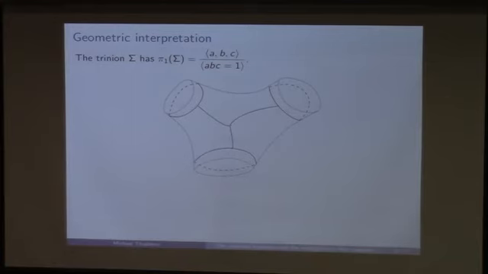There are the three generators. I've drawn them in red. And I guess it's obvious at this point that therefore if you have a triple of unitary matrices or elements of a Lie group K that multiply to the identity, you get a flat K bundle on this trinion.